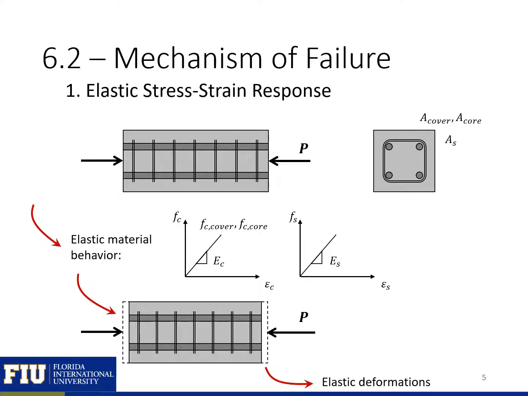First, we have our elastic stress-strain response range. When we first apply load, we're going to have elastic behavior in our concrete and in our steel. So we can relate our strains to our stresses by our modulus of elasticity, so linear elastic material. Also note that we'll have the same behavior in both our cover and our core concrete because we won't have any confinement effects taking place yet.